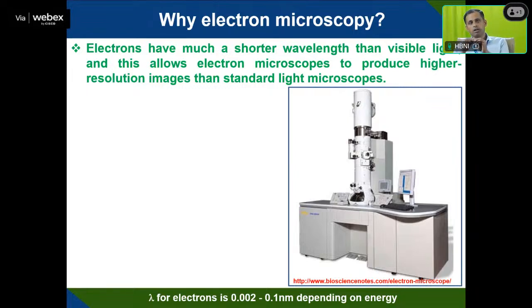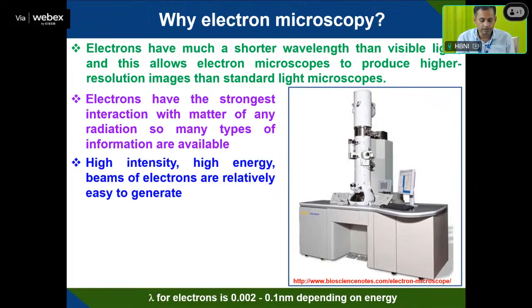Where the wavelength is small, if you see here, the wavelength for electrons is 0.0022 to 0.1 nanometer. If you take SEM, you use about 30 kV, which corresponds to about 0.2 to 0.1 nanometer, whereas in the transmission electron microscope, which is 200 kV, it is about 0.0025 nanometer or so. So the wavelength is very, very small. Because of that, you need an electron microscope. The electron microscope is more useful to get images of very small objects.